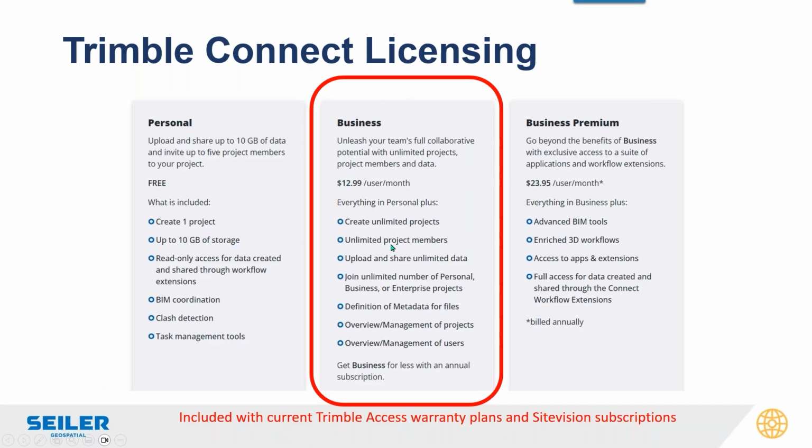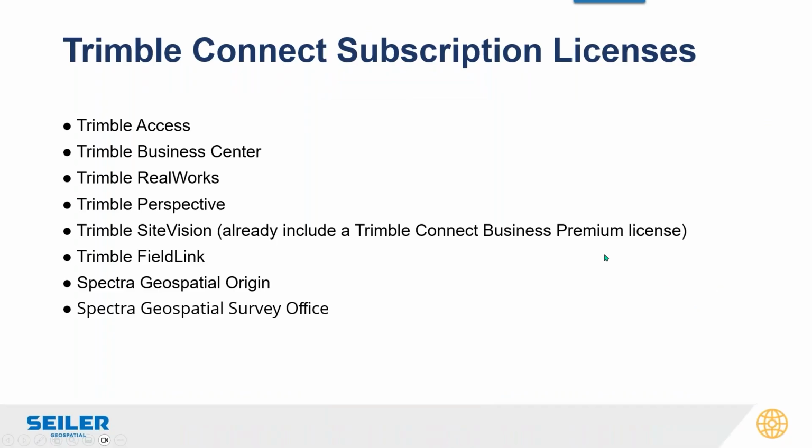If you need standalone version or licenses for your office users, you're never really in the field, you can subscribe to it for $12.99 a month. If you're heavy BIM users, there are some advanced BIM versions of Connect for that price there. And I did mention subscriptions, so if you are running Access, TBC, RealWorks, Perspective, Sitevision, you do get Trimble Connect Business and Spec Geospatial and stuff like that.